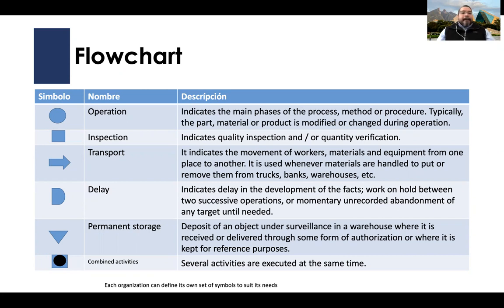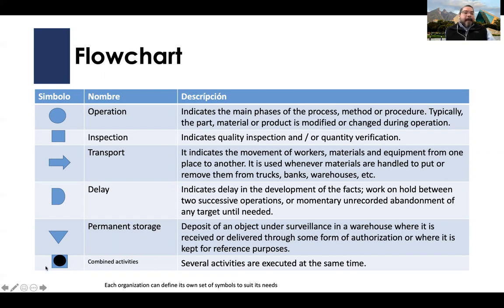So there's a delay. There is also a permanent storage, and it's represented by this downside triangle, and it's where we deposit an object under surveillance in a warehouse where it is received or delivered through authorization, or where it is kept for reference purposes. Those reference purposes can be the wedding of a big sale, and we need to give this product to our client.